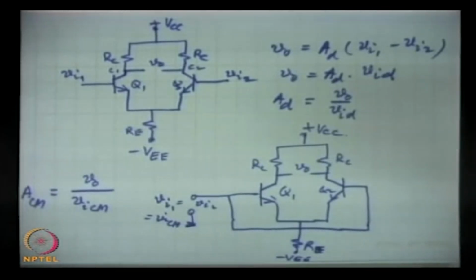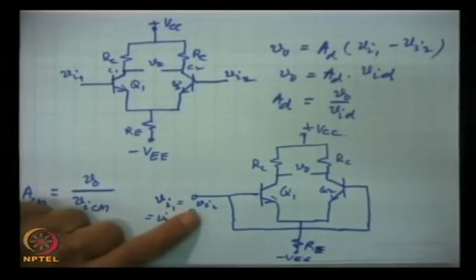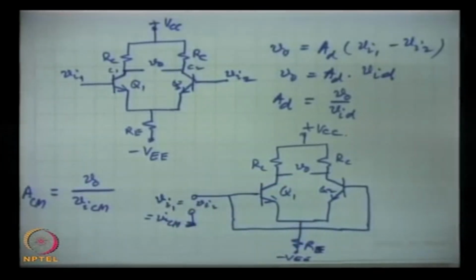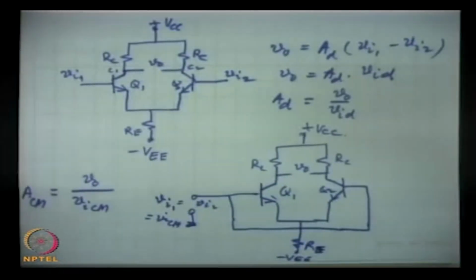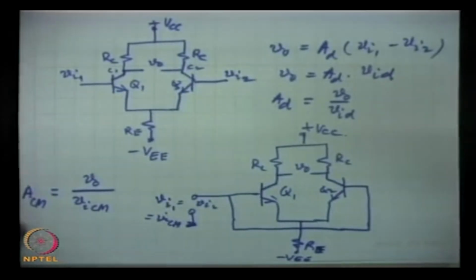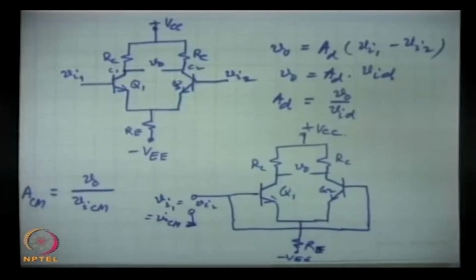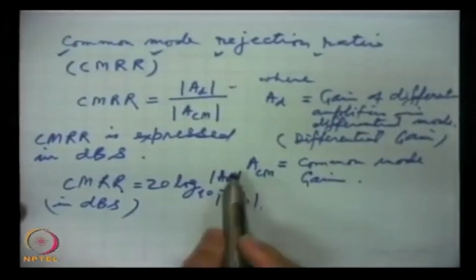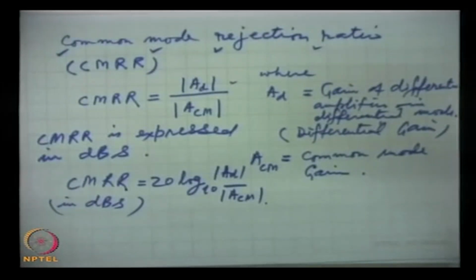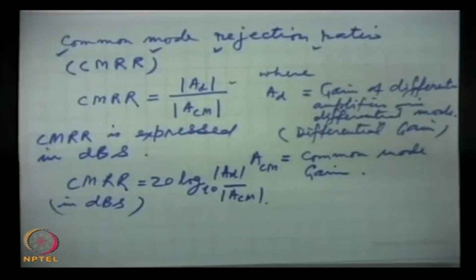Now, ideally for the common mode, V0 should be 0. So, ideally the gain for common mode will be 0, and then according to this definition, common mode rejection ratio is ideally infinity.